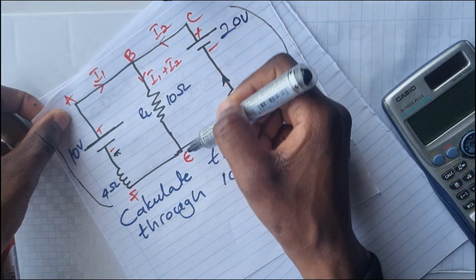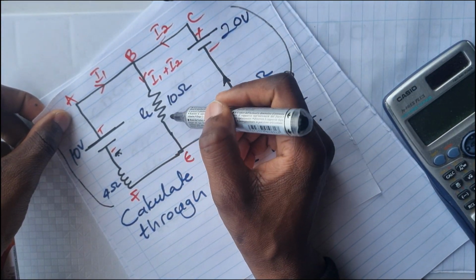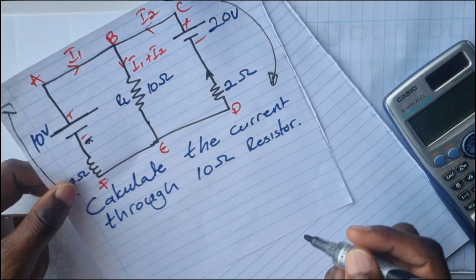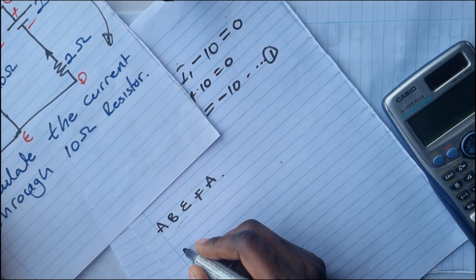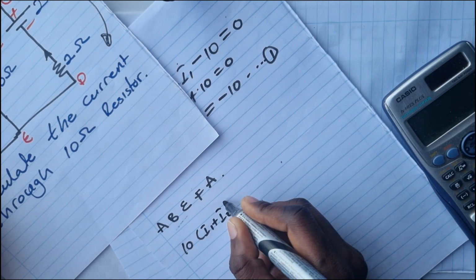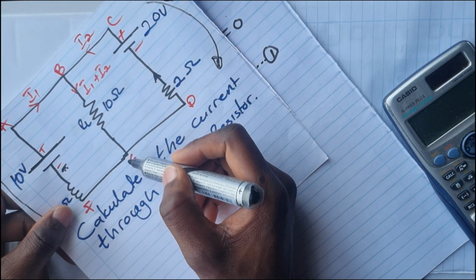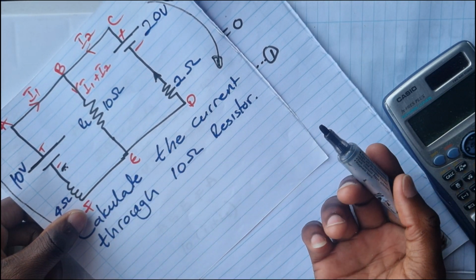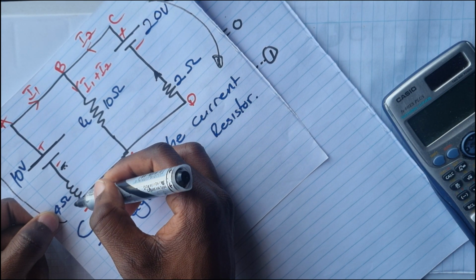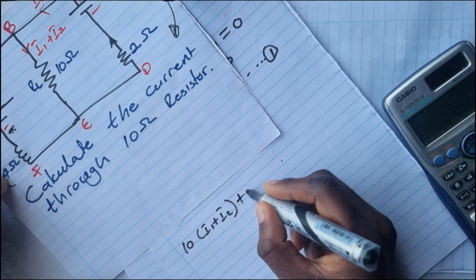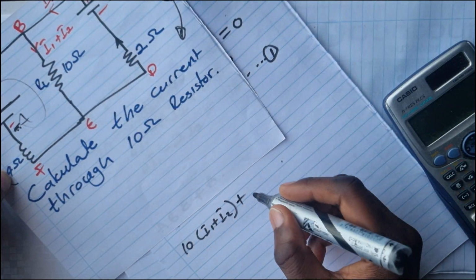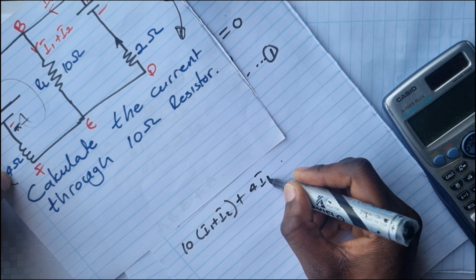But when you go from B to E, there is a voltage drop here. The voltage drop here is going to be 10 times I1 plus I2. Therefore, we're going to put it there. 10 times I1 plus I2. And then from E to F, there is nothing. Then from F to A, we're going to have a voltage drop here, which is going to be plus, since the current is still going in our direction. So it's going to be 4I1.